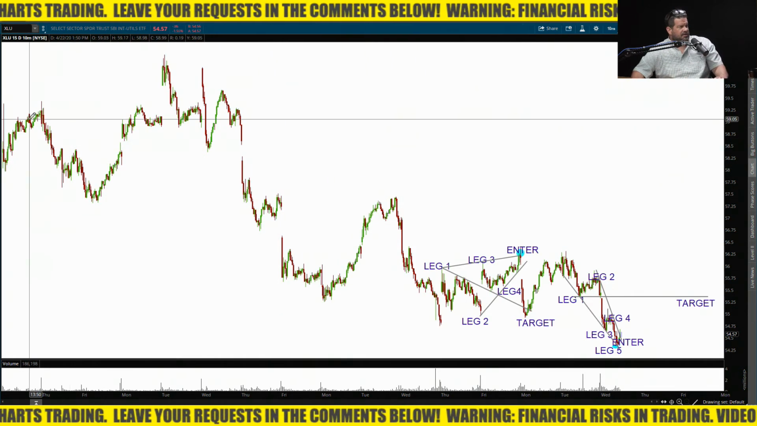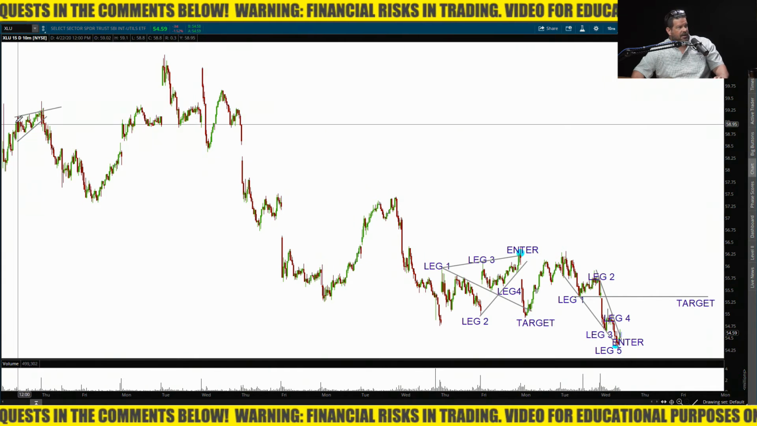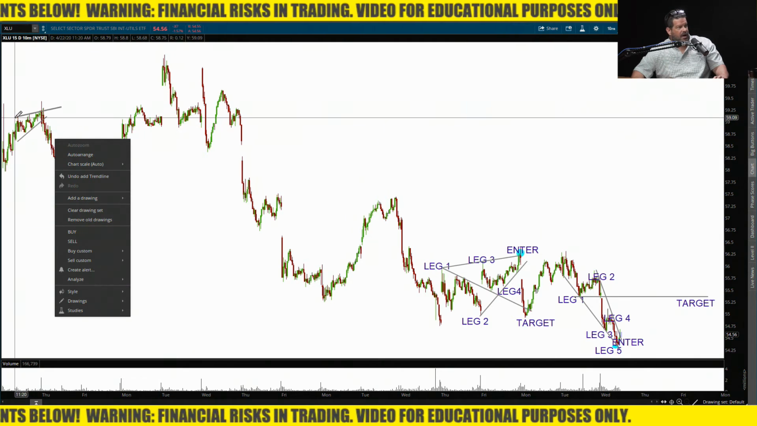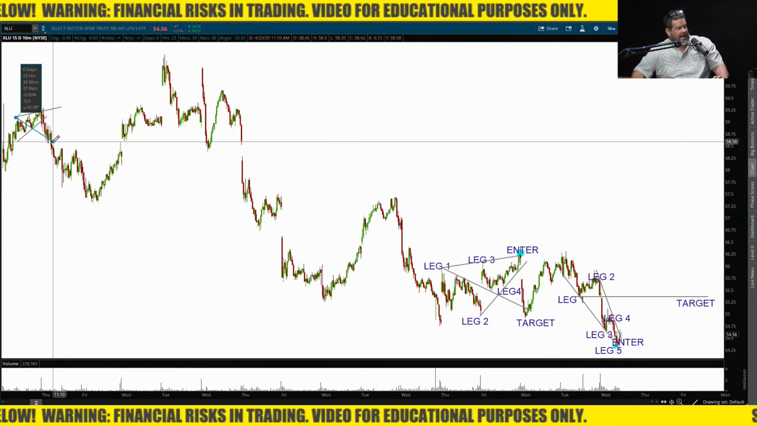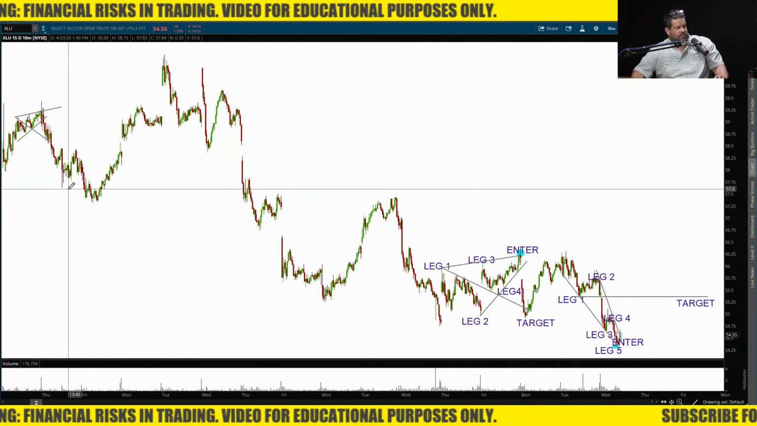If you go to the left of the screen, you see that you have a high here. You have a higher wedge pattern giving you those higher lows. Where's the target? You go from the high of 1 to the low of 3. You bring that target down. Did it hit the target? 100% and then some.